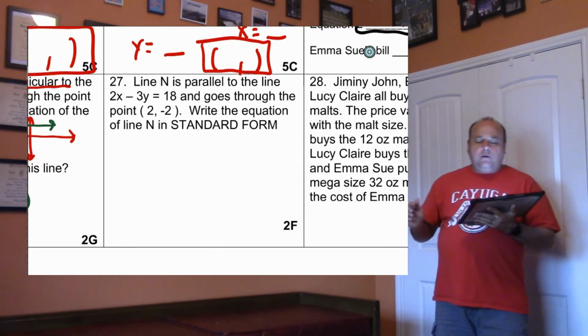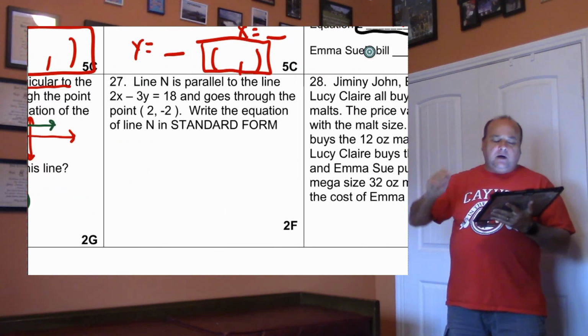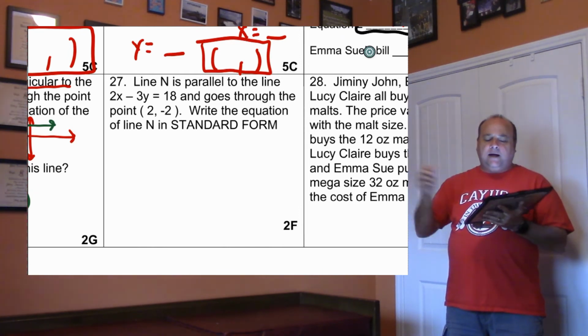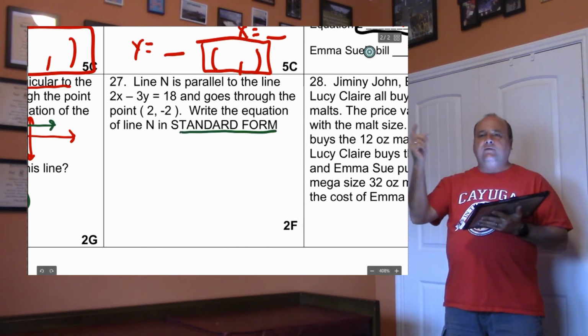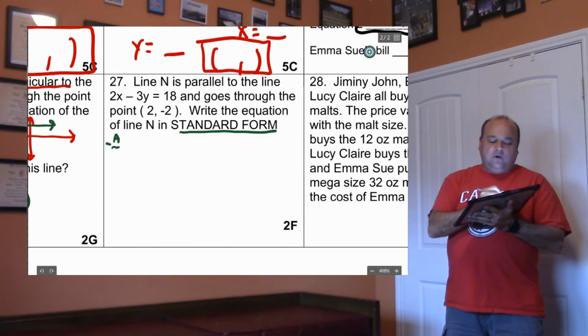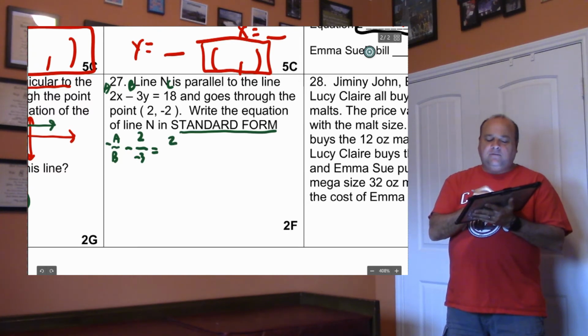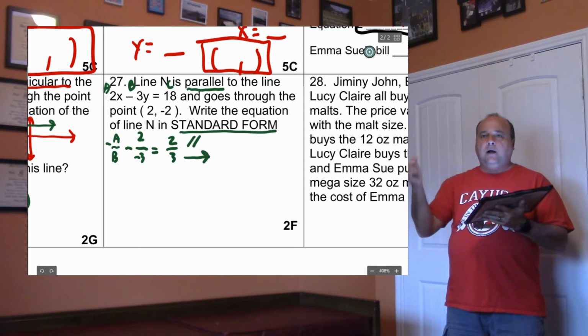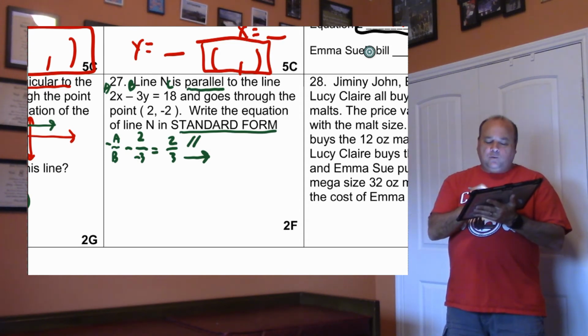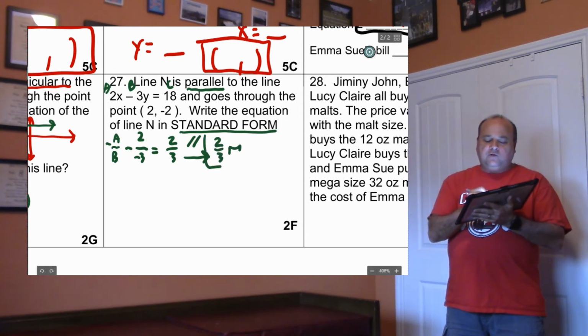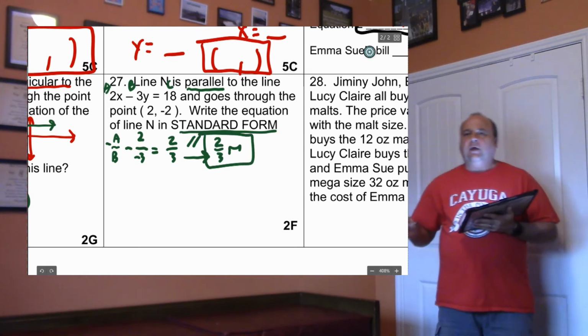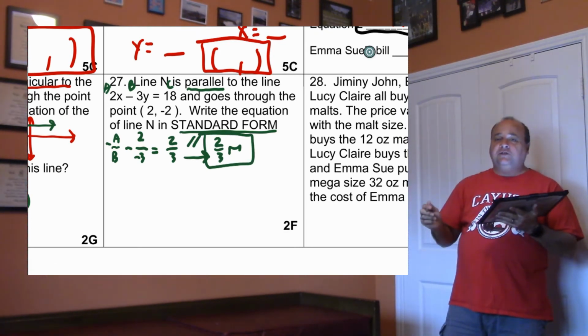Number 27. Okay, line N is parallel to this, and it goes through the point. Write it in standard form. So we need the slope. Our slope is -a over b. Remember, ax plus by equals c. So let's get our slope: negative fraction bar 2 over -3. 2 negatives makes a positive. This is our slope, and we want it to be parallel. If it's parallel, it won't change, will it? So this will be our m. If it were perpendicular, we would flip it and switch the signs, wouldn't we?